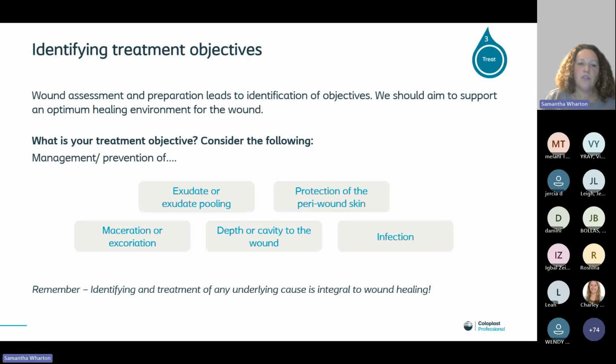We don't want maceration or excoriation. What do we need to do? How do we need to manage that? If that wound's got any depth or cavity, how are we going to manage that? If there's undermining, and we need to use a filler, making sure that we've identified that within our treatment plan. And then also looking for those signs of infection, whether they're subtle signs or those more classic signs of infection, and how are we going to manage that with our dressing selection, our antimicrobial effect, what antimicrobial we're going to use, and how are we going to ensure that we're getting the outcome that's best for the patient.